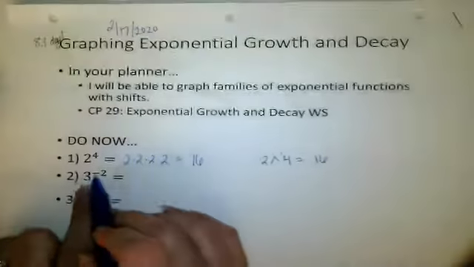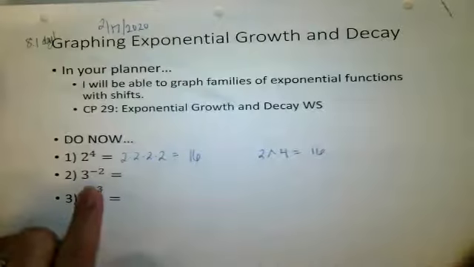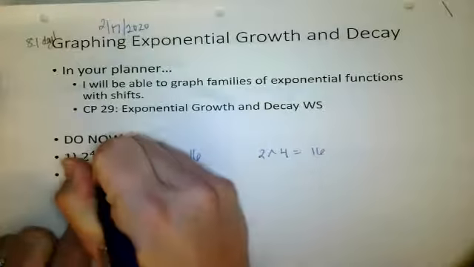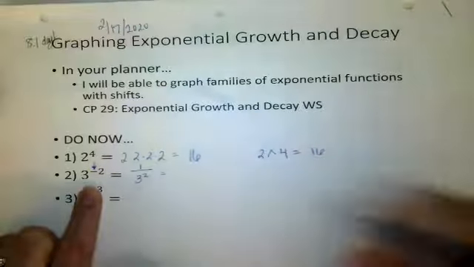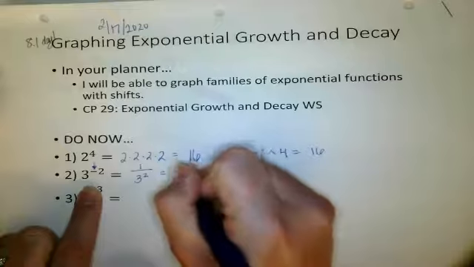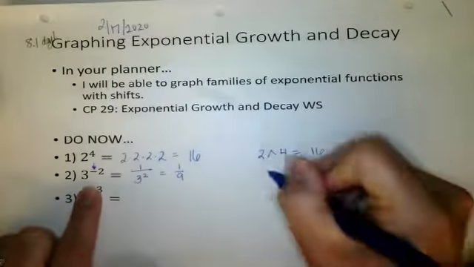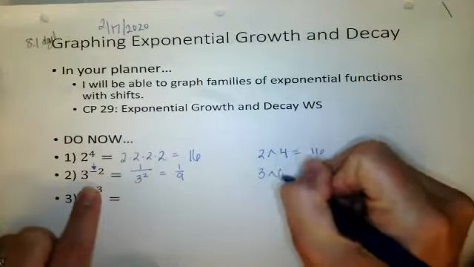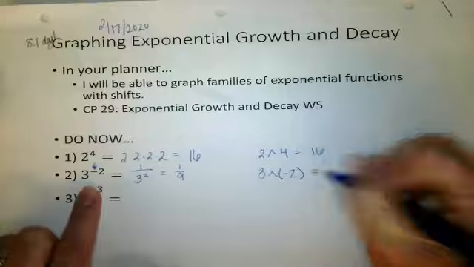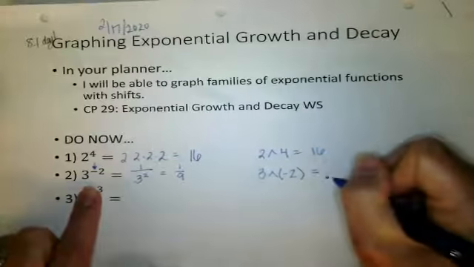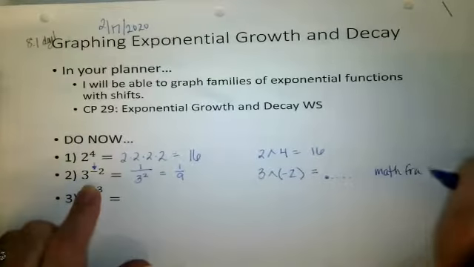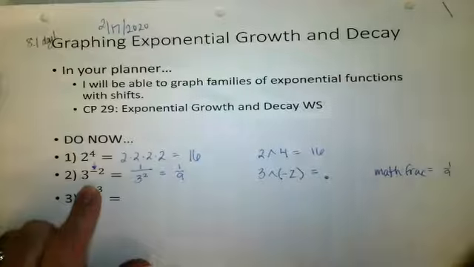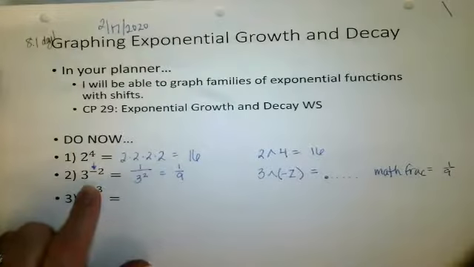What does a negative exponent do? It turns it into a fraction. That negative exponent says, hey, drop me down to 1 over 3 squared, which would be 1 over 9. And again, you can put that into your calculator as well, and it'll give you some crazy decimal, but then you want to math frac it, and it'll give you the fraction 1/9, okay?